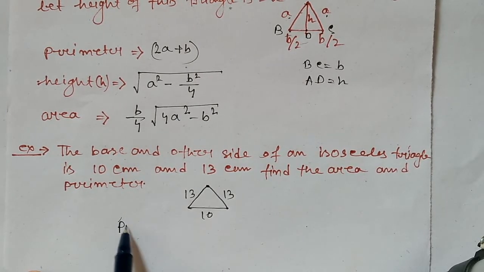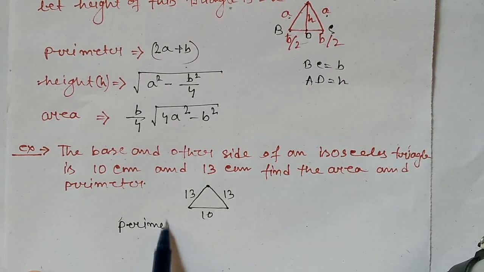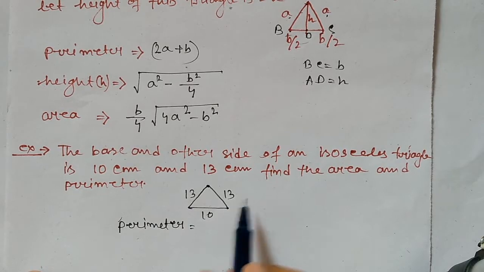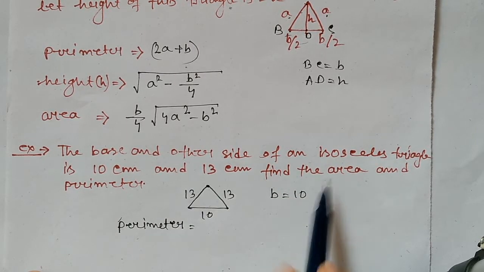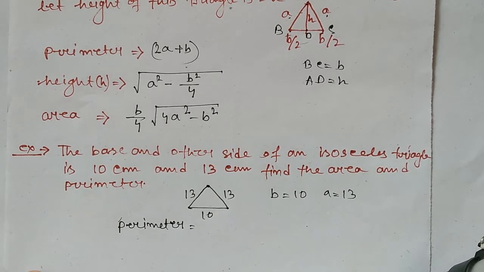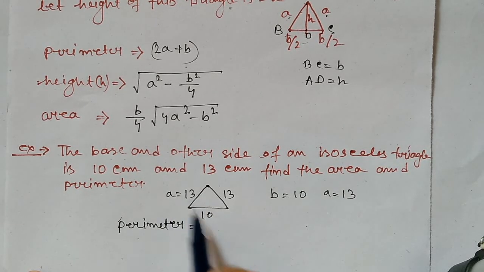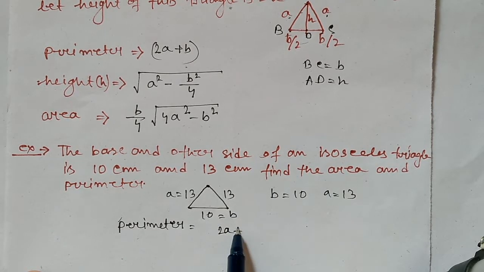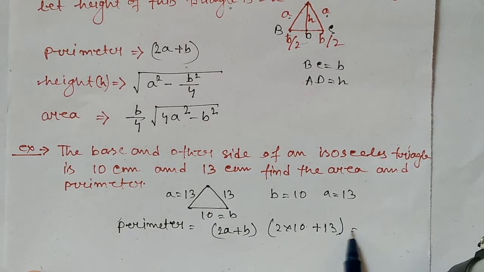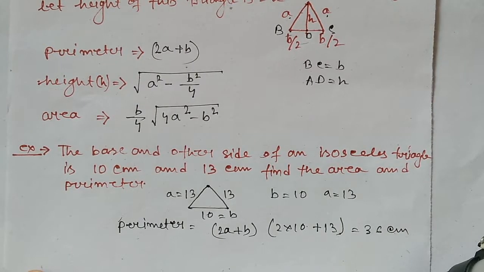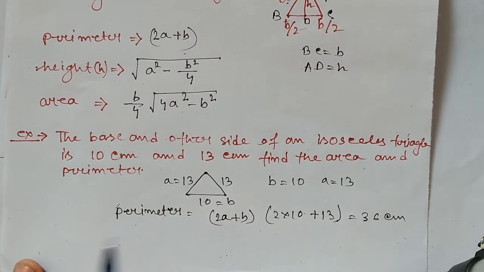So first we consider the perimeter. So we have B is equal to 10 and A is equal to 13, where A is the equal side and base is B. So perimeter should be 2A plus B, that is 2 into 13 plus 10, which gives us 36 cm.